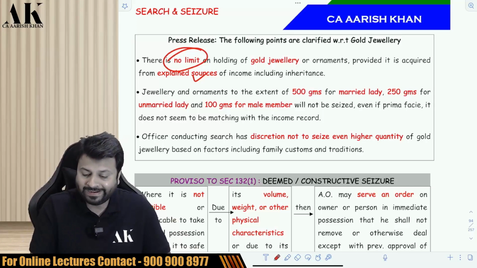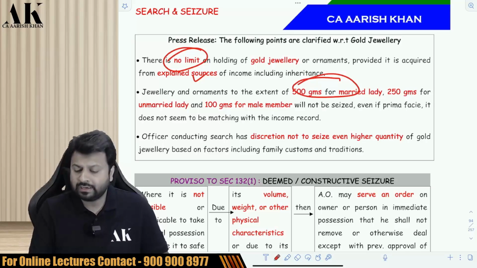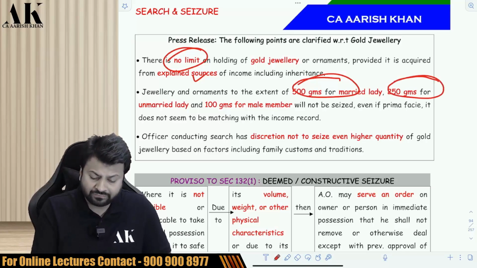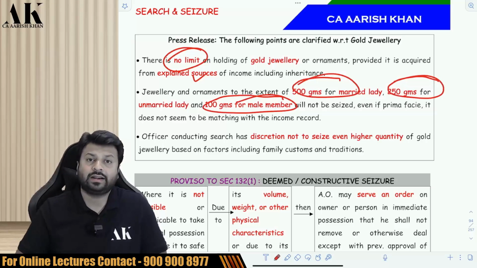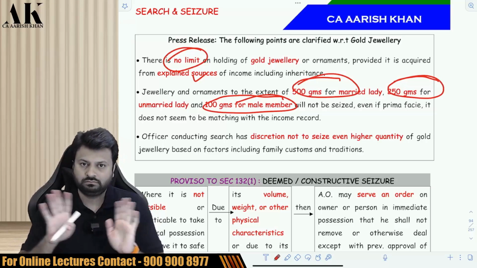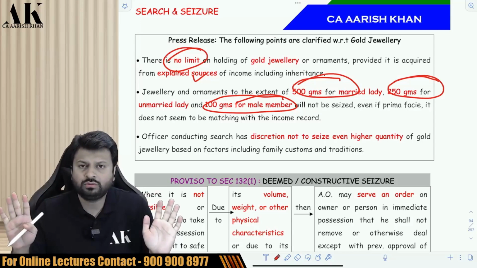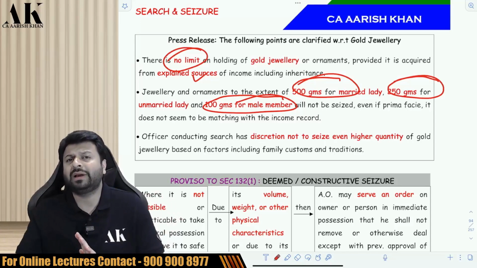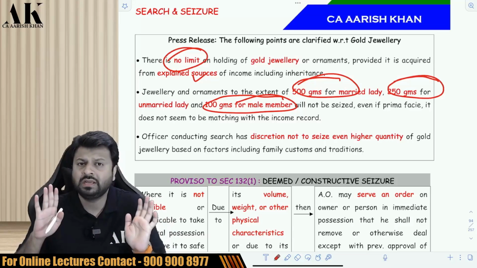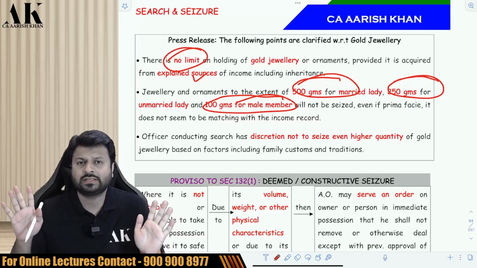So, for a married lady, it is 500 gram. For an unmarried lady, it is 250 gram. And for a male member, whether married or unmarried, it is 100 gram. Up to this much limit, they are not going to raise any question on you. Whether your gold matches with your income or not, this much is an exemption which is given to every citizen in this country.